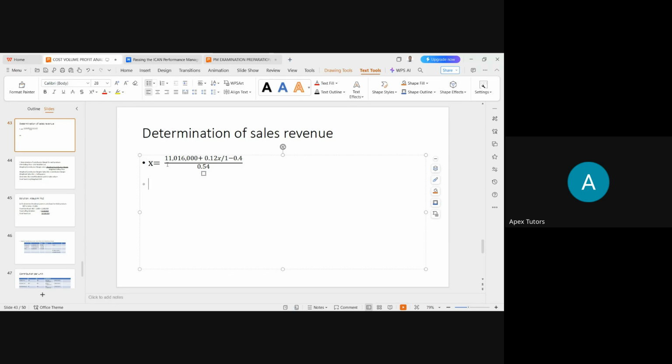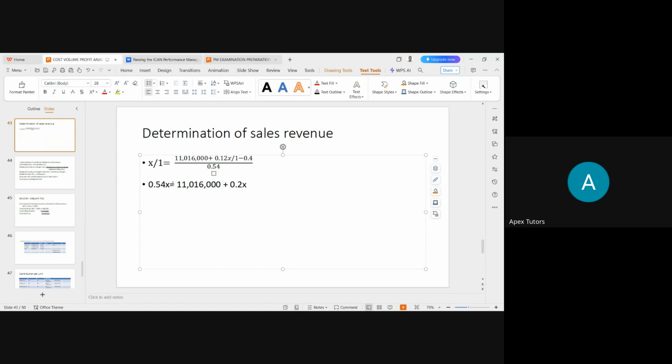So you can actually do this. X divided by 1, so that when you collect like terms, 0.54 multiplied by X equals, when you simplify the numerator, 11,016,000 plus 0.2x, because we have 0.12 divided by 0.6, which gives 0.2x.